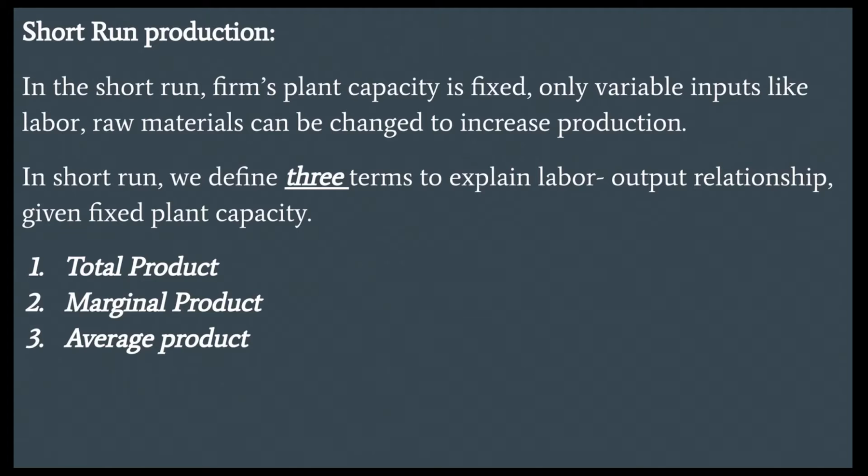Short-run production. In the short run, a firm's plant capacity is fixed. Only variable inputs like labor and raw materials can be changed to increase production. In the short run, we define three terms to explain the labor-output relationship given fixed plant capacity: total product, marginal product, and average product.